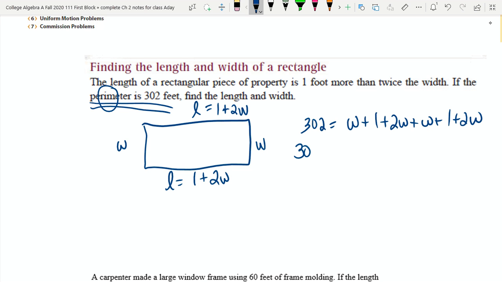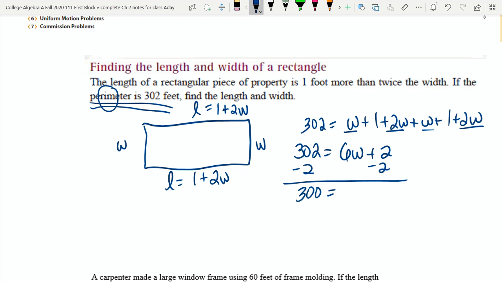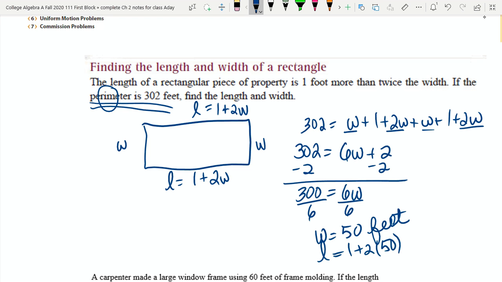Combine like terms on the right, so 302 equals W, 2W, W, 2W gives me 2, 4, 6 W's plus 2. Subtract 2 on both sides. So 300 will be 6W, divided by 6. So W equals 50. So if W is 50, and that's feet, the length is 1 more than twice W, so we get 101 feet.